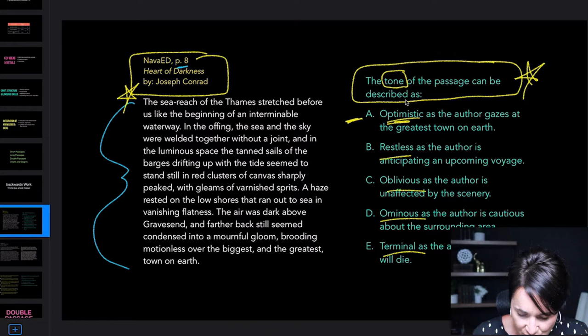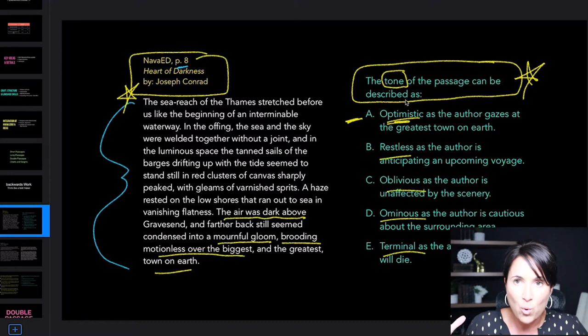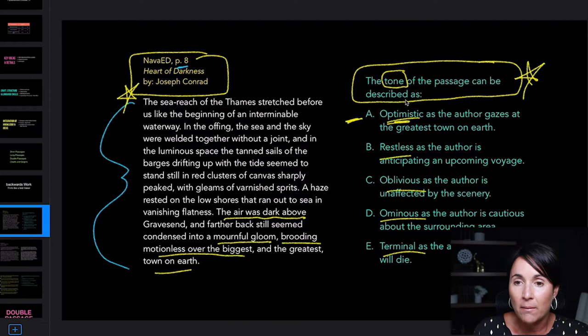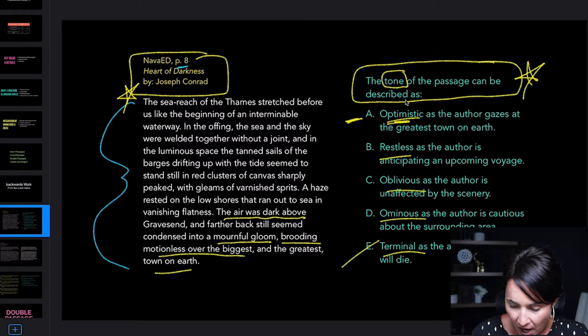The air was dark above Gravesend and farther back still seemed condensed into mournful gloom, brooding motionless over the biggest and greatest town on earth. So this sounds like mournful gloom. This sounds like something kind of ominous. It's not that the author is sure he will die. It's certainly not optimistic. Restless means I can't wait to do something. I don't get that from here. Oblivious means you don't care. You're totally clueless.